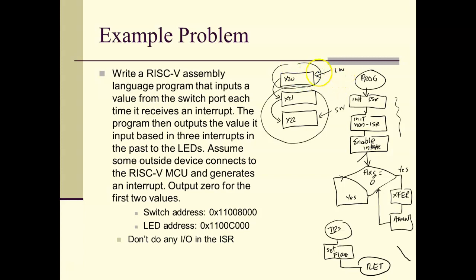So once again, I get an interrupt. I'm going to write a value here. I'm going to output this value, and then before I leave, I'm going to transfer this value here and that value there and get ready for the next interrupt. And I think we essentially got to memorize this.